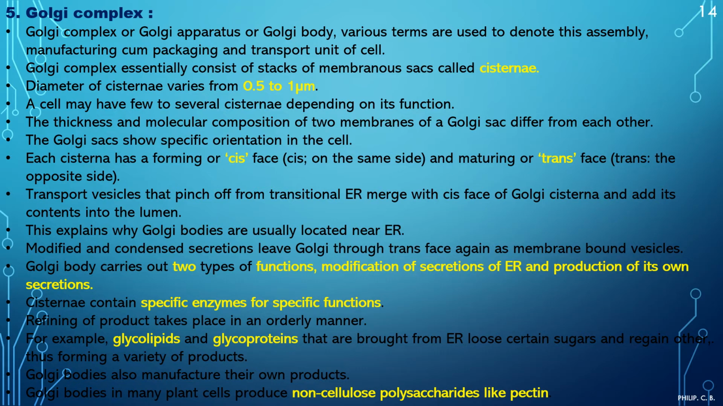Refining of the product takes place in an orderly, systematic way. For example, glycolipids and glycoproteins that are brought from the ER lose certain sugars and regain others, thus forming a variety of products. So Golgi bodies also manufacture their own products. We can say it is a factory or industry which also has its own production. Golgi bodies in many plant cells produce what? Non-cellulose polysaccharides like pectin.